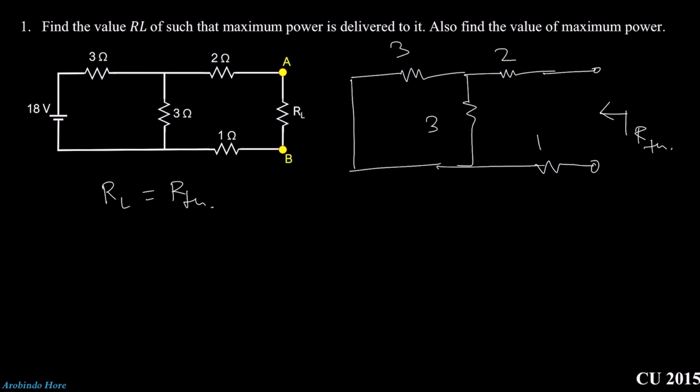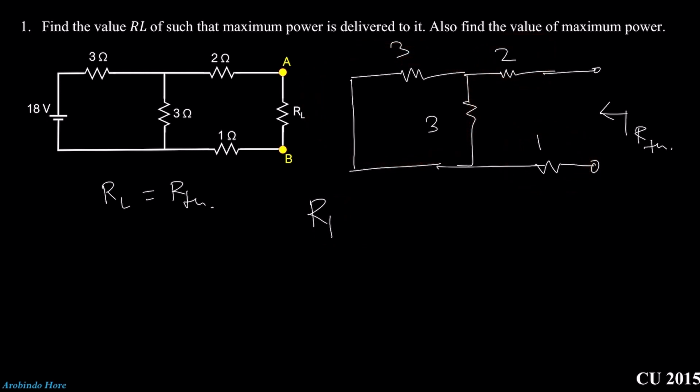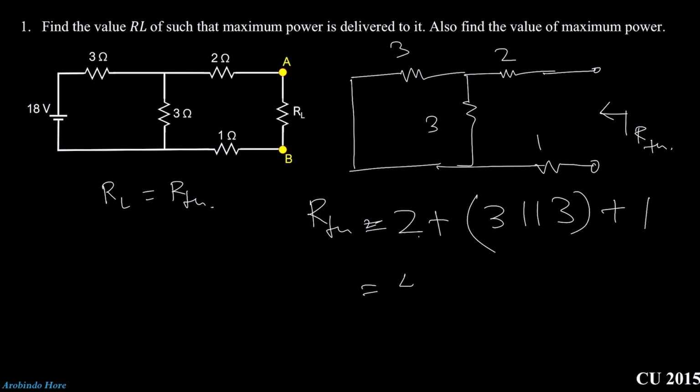Here we can see that these two resistances are in parallel, and this whole combination is in series with these 2 ohm and 1 ohm. We can write down RTH equal to 2 plus 3 parallel 3 plus 1, that means 2 plus 1.5 plus 1, that means 4.5 ohm. So we already have the value of RTH.